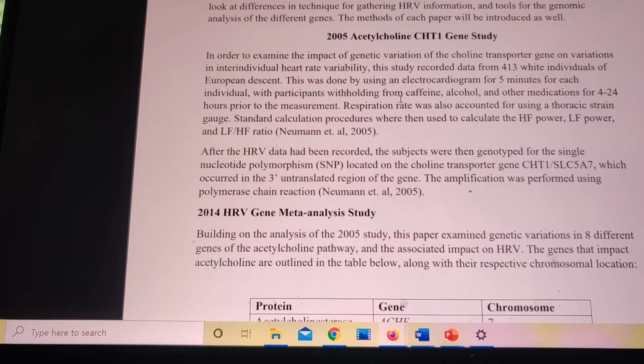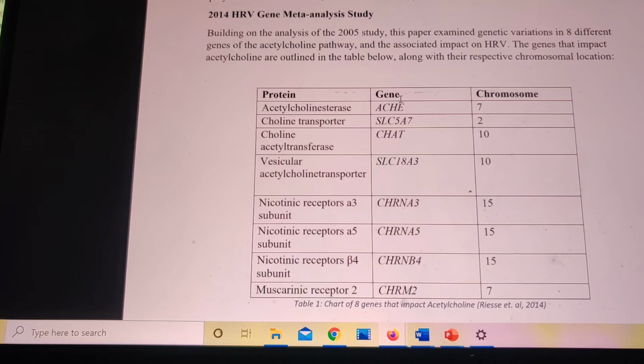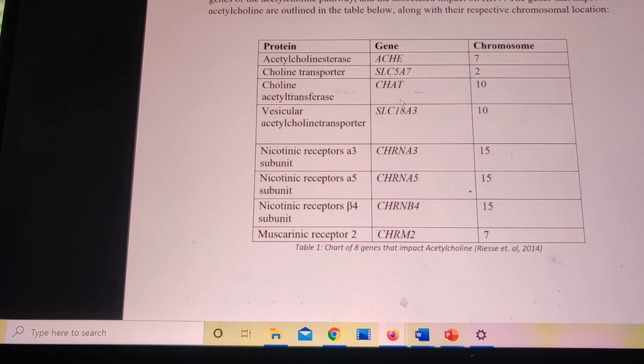So in the 2005 study, there were 413 participants who were measured using an electrocardiogram for 5 minutes. And then they were genotyped for the single nucleotide polymorphism that was in question, which was located in the 3' untranslated region of the gene. In the 2014 study, over 400 single nucleotide polymorphisms were analyzed across more than 8 different genes, including the one that was analyzed in the 2005 study.